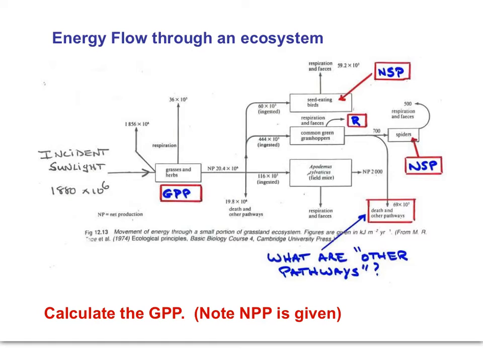Given the information in this energy flow diagram, can you calculate GPP? Incident solar radiation is 1,880 times 10 to the 6th kilojoules per meter square per year. 1,856 times 10 to the 6th kilojoules per meter square per year is either reflected or used to evaporate water. And the difference between this value and this value is GPP, which is 24 times 10 to the 6th kilojoules per meter square per year. Notice that NPP, by the way, is given here.